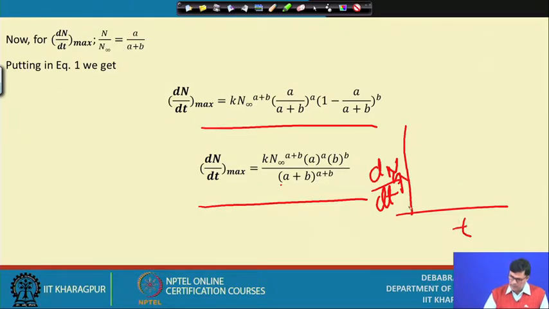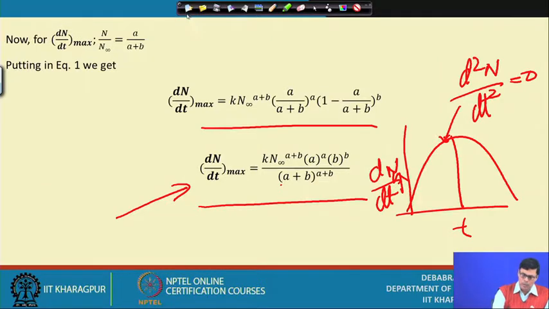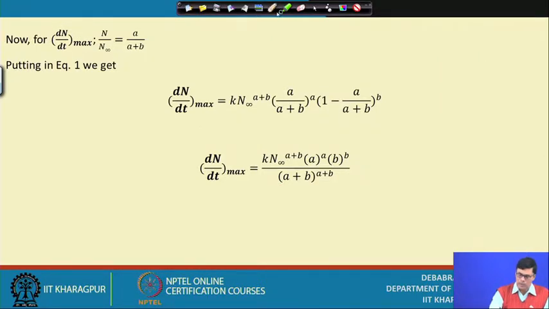versus t when you plot. So, here is the maximum, and at this particular point d2N/dt2 should be equal to 0. If you differentiate that, we can easily find it out. If you put this, you will come across this kind of equation. This is a very simple problem. I hope if you try, you can solve it by yourself.